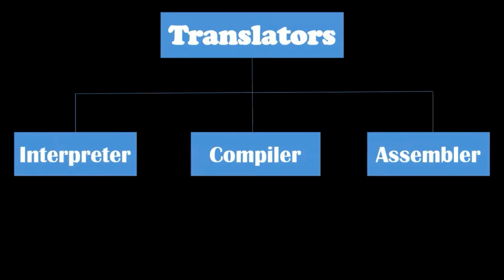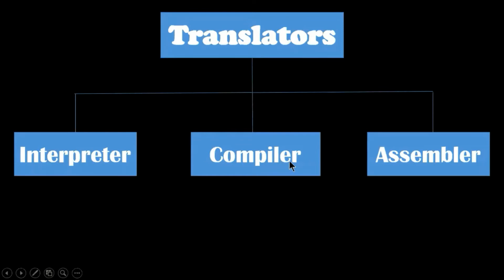Language translators. Translators have different types. There are three main types of translators. Number one, interpreter. Number two, compiler. And number three, assemblers. Translators are used to convert the source code into machine language. Source code means whenever we are writing a program in any programming language, that is called source code. So source code has to be converted into machine code because computer can only understand machine code. That's why we use translators.